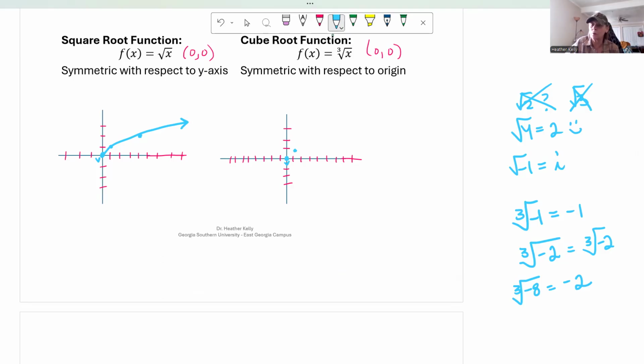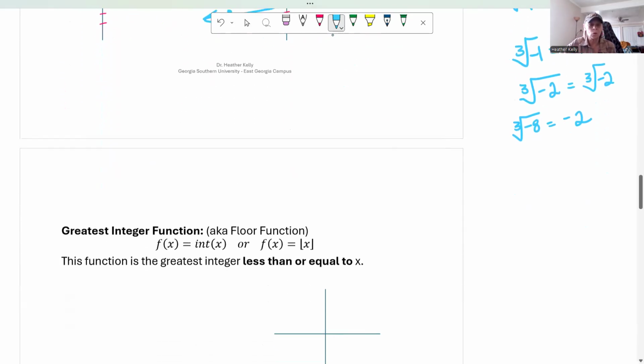The cube root of 2, you don't know the cube root of 2. What's the next one you know? You know the cube root of 8. The cube root of 8 is 2. Cube root of -1 is -1, and the cube root of -8 is -2. Okay? And as you work with these, you'll get better with them, of course.